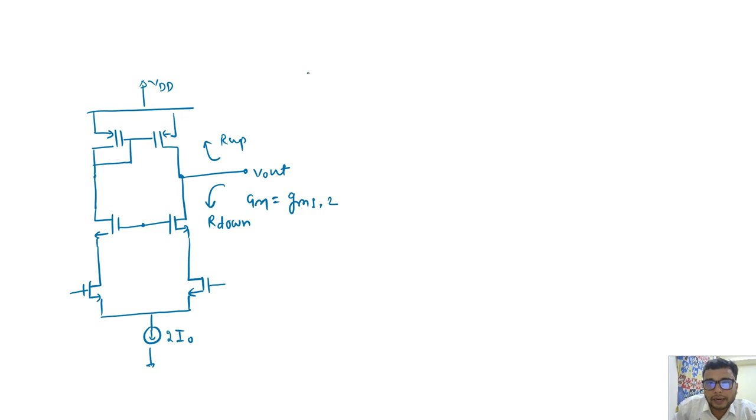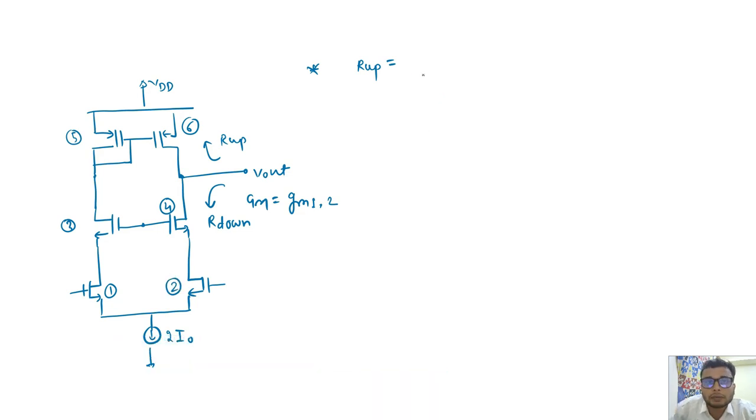From the structure, I am directly writing, no need to calculate it again. But what is R up? If I am saying that these are 5, 6, these are 3, 4, 1, 2. Okay. So R up is still RDS 6. But what is R down? R down is nothing but gm of transistor 4 into RDS of 4 times RDS of 2.